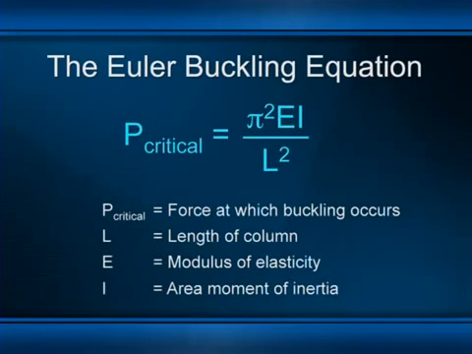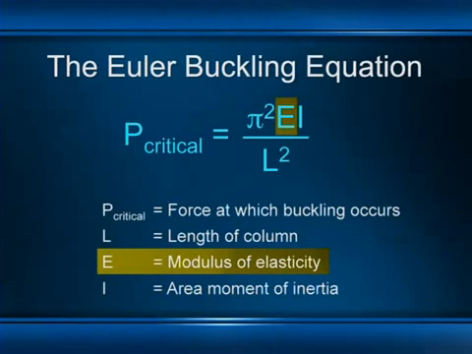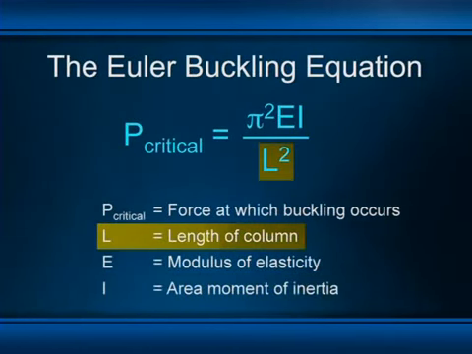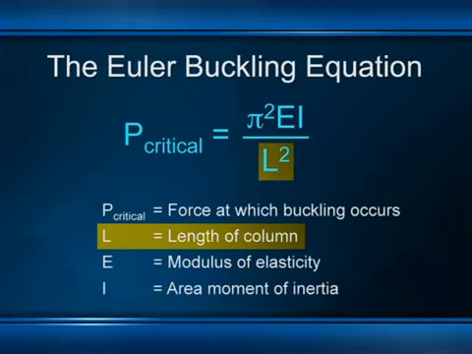So in summary, Leonhard Euler's wonderful equation tells us that we can increase the buckling strength of a column in 3 ways. By using a stiffer material, like steel, by using a cross-section with a larger moment of inertia, like a hollow tube, or by keeping the length relatively short. Of these 3, length has the greatest influence because it's squared in the denominator of the equation.